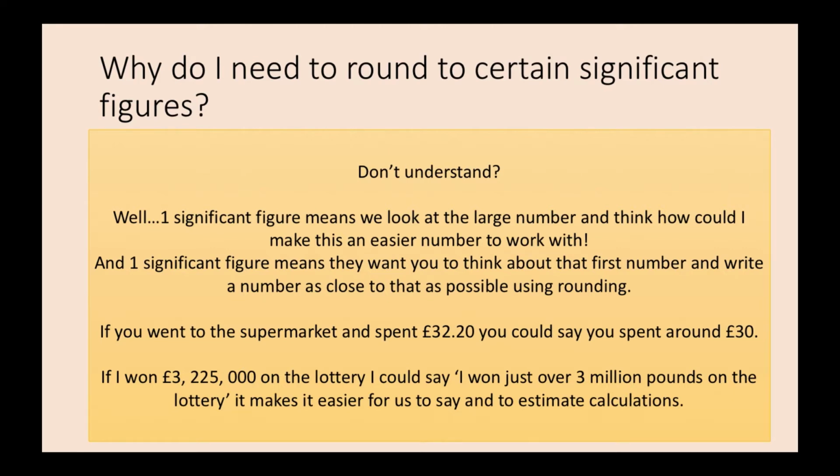If you went to the supermarket and spent £32.20, you could say you spent around £30. You've rounded it to one significant figure. If I won £3,225,000 on the lottery, I could say I won just over £3 million on the lottery. It makes it easier for us to say and to estimate calculations.